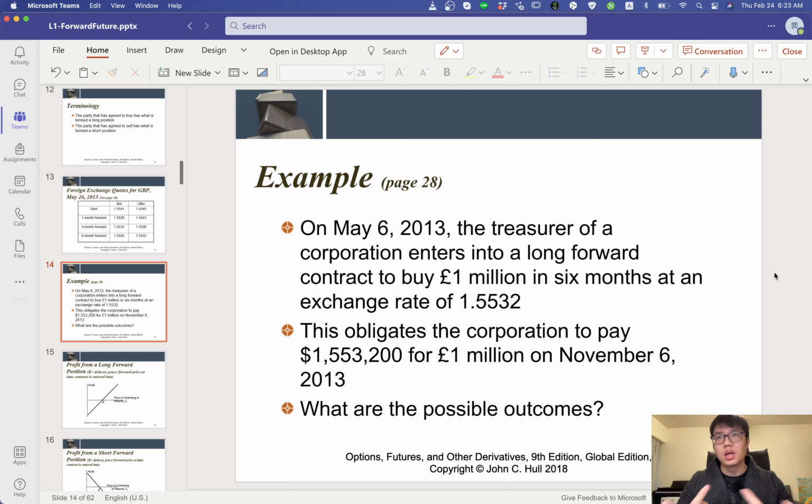So in the next few slides, I will introduce to you how to price the forward price in the contract, right? And I will also make some comparisons between forward and future. So we have two terms, forward and future. What does it mean? I will explain to you in the next few slides.